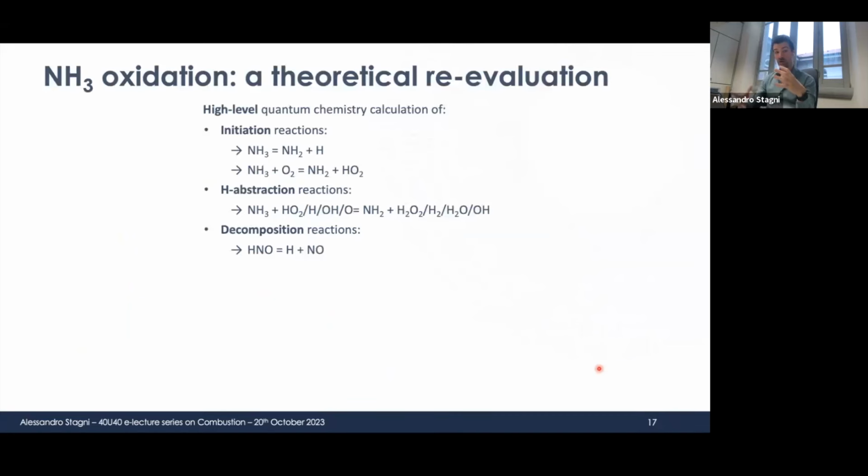The first part of our work, when we were assembling the mechanism of ammonia, was a theoretical evaluation, using the tool that I already described, of the most important reactions, which were selected according to sensitivity analysis and uncertainty analysis of the available rates in literature. So we considered the initiation reactions, so the thermal decomposition of ammonia and the H abstraction by O2, the remaining H abstraction reactions by the major abstractors, so HO2, H, OH, and O, and the decomposition of H and O.